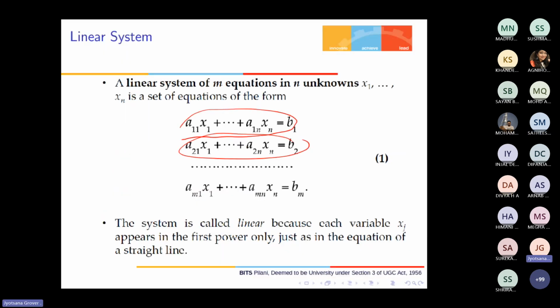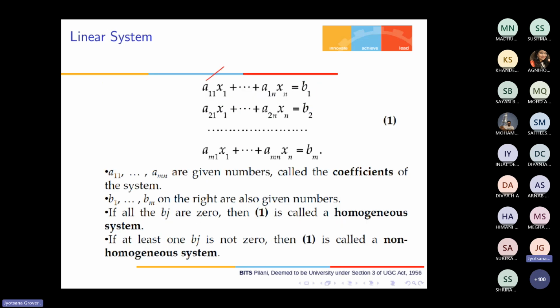So this is the system of linear equations. You have m equations, n unknowns. So x1, x2, xn, they are unknowns. You have to find these values. These are called linear because each variable x1, x2, xn has power 1. And each equation represents a straight line. Now, aij, a11, a12, they're all the entries of a matrix.